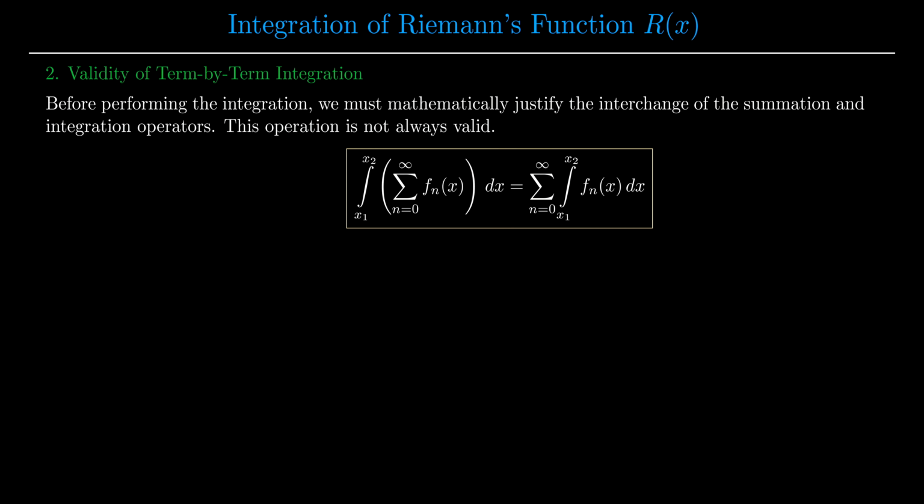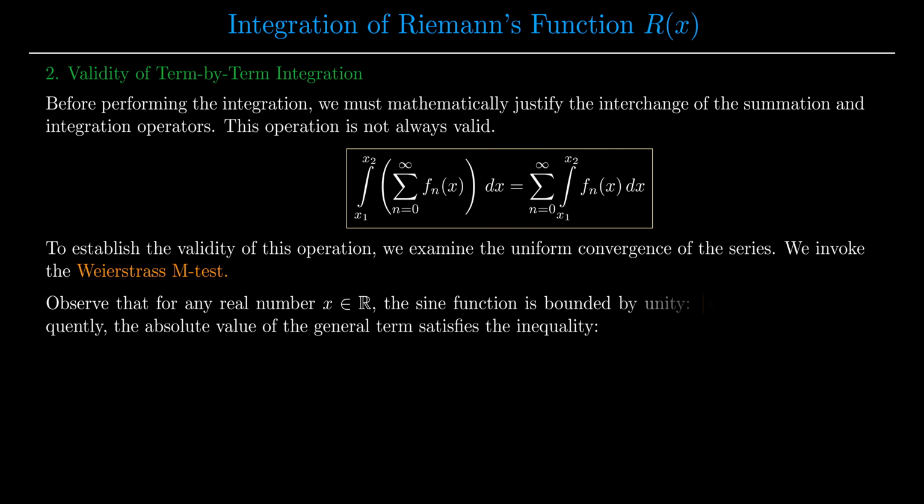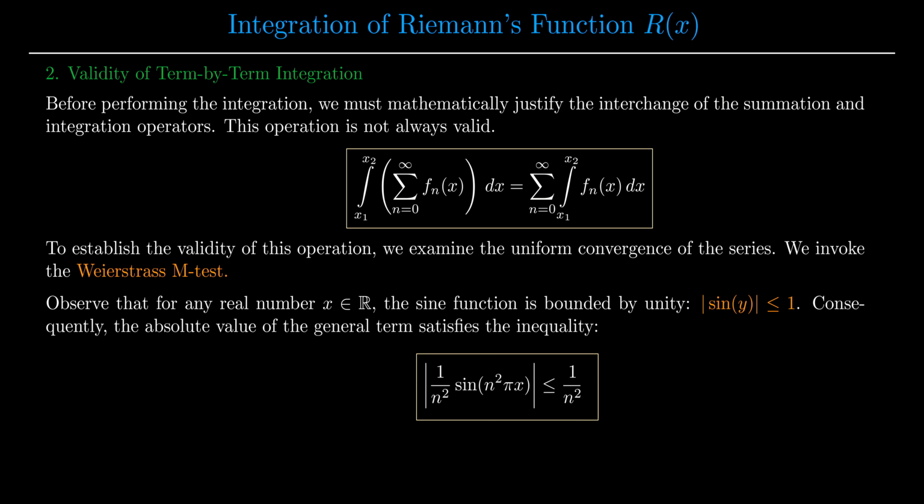We need to mathematically justify interchanging the summation and integration operators, as this operation is not always valid. To establish this, we examine the uniform convergence of the series using the Weierstrass M-test. Observe that for any real number x, the sine function is bounded by unity, so the absolute value of the sine of y is less than or equal to 1. Consequently, the absolute value of our general term satisfies the inequality 1 over n squared times the sine of n squared pi x is less than or equal to 1 over n squared.